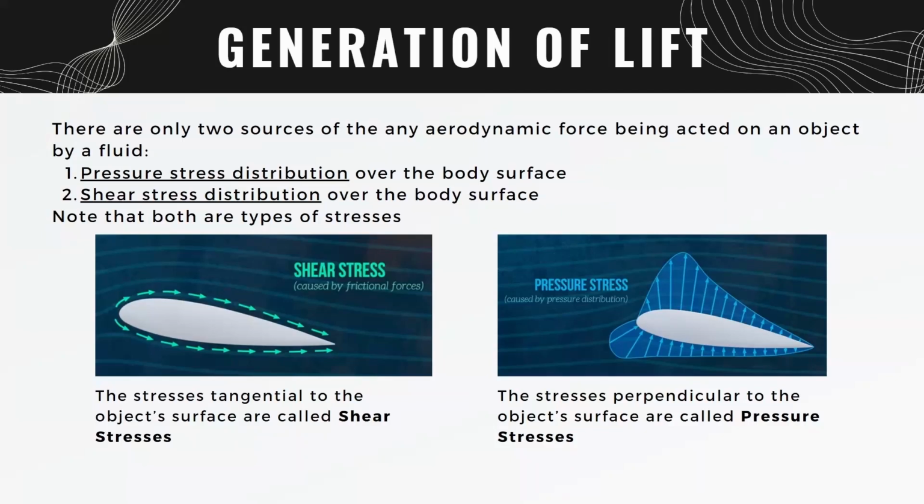Let's first talk about shear stress. Now, when any wind hits the wing, it causes a frictional force tangential to each point of the surface of the wing. This causes a stress which we call shear stress. And another type of stress which is perpendicular to any point of contact is pressure stress. This is caused by pressure distribution.